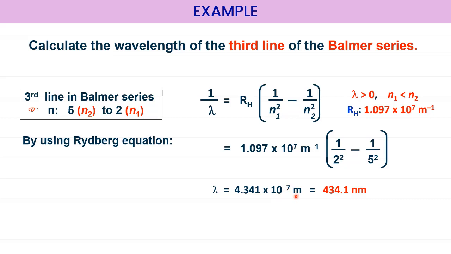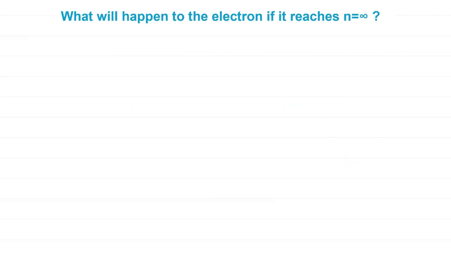Sometimes the questions can ask you to change it to nanometer, but you really need to change it to nanometer if and only if the questions ask you to do so. If not, you can keep it as it is in meter. Make sure to have the unit. No unit, no marks.